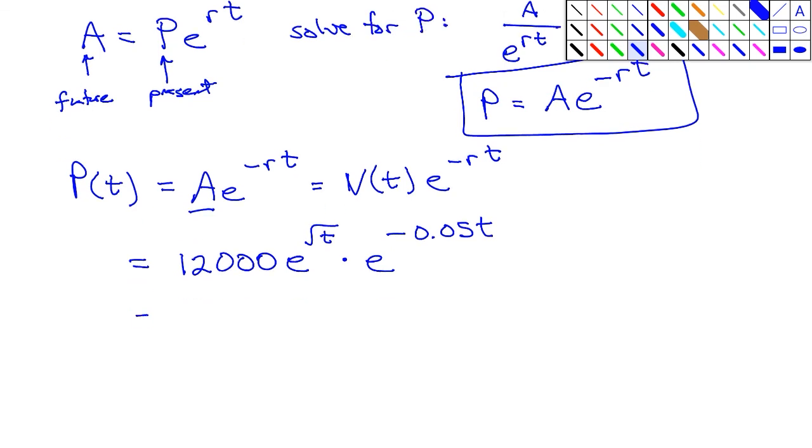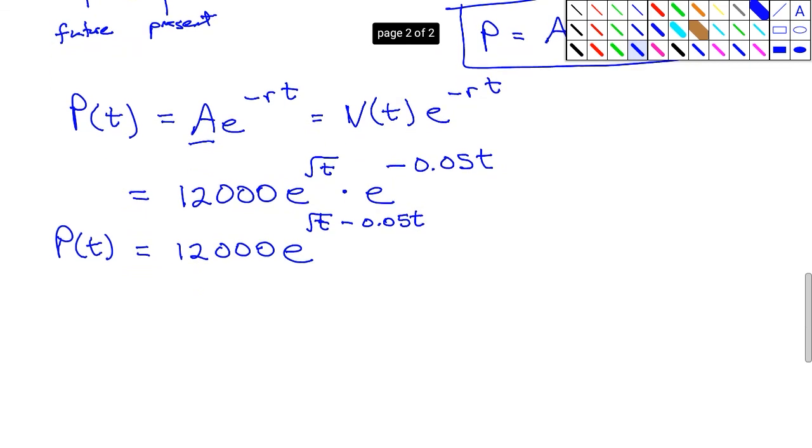And then we can simplify this. Because they're both base e, we can add the exponents. And we get square root of t minus 0.05 t as a power. This is a function of time that gives us the present value, and we want to maximize that. So how do we maximize something? Well, we take a derivative.